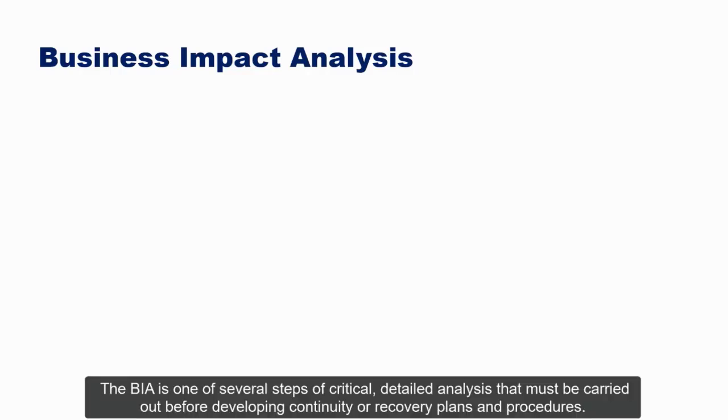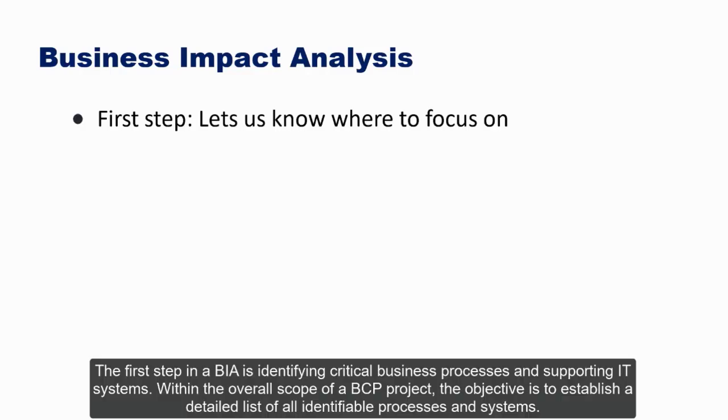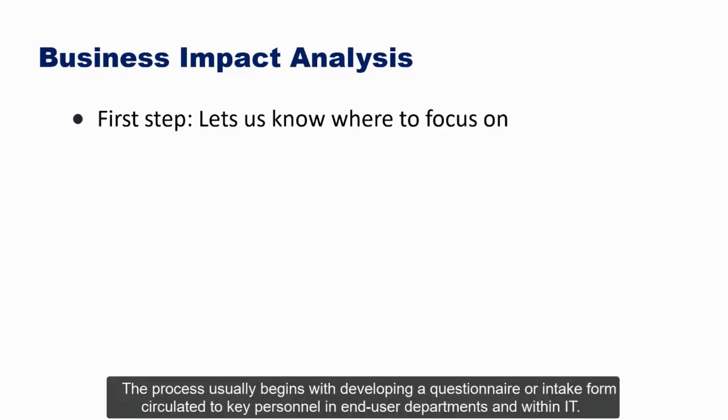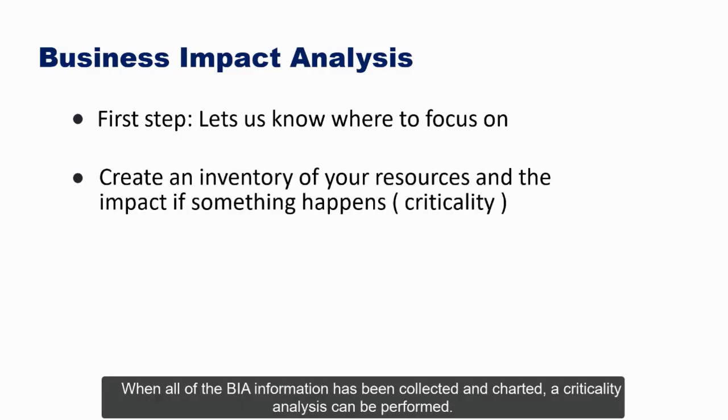The BIA is one of several steps of critical, detailed analysis that must be carried out before developing continuity or recovery plans and procedures. The first step in a BIA is identifying critical business processes and supporting IT systems. Within the overall scope of a BCP project, the objective is to establish a detailed list of all identifiable processes and systems. The process usually begins with developing a questionnaire or intake form circulated to key personnel in end-user departments and within IT. When all of the BIA information has been collected and charted, a criticality analysis can be performed.